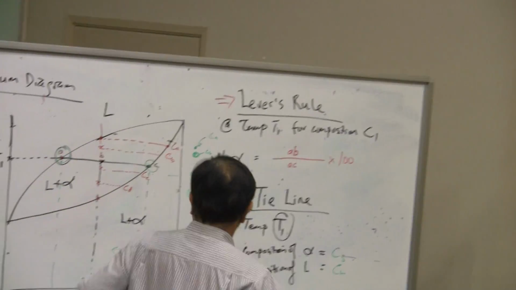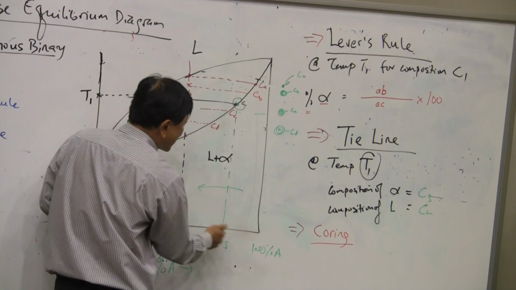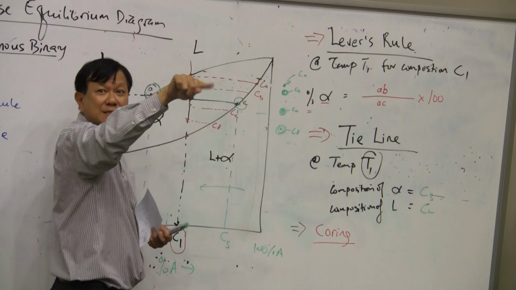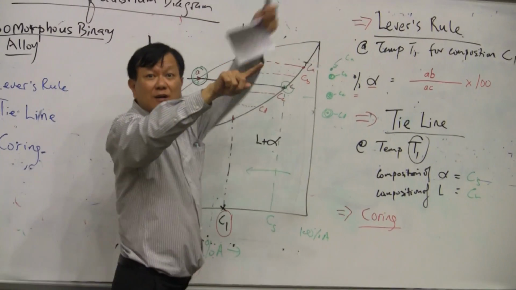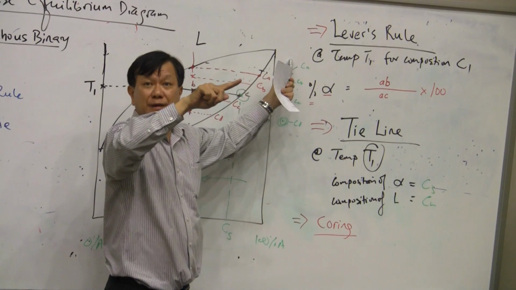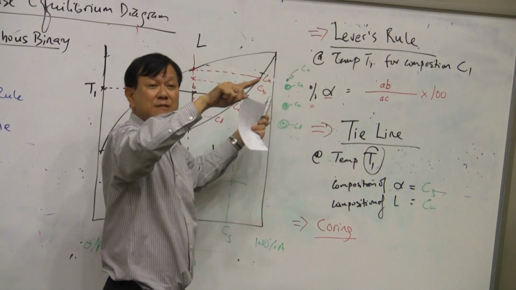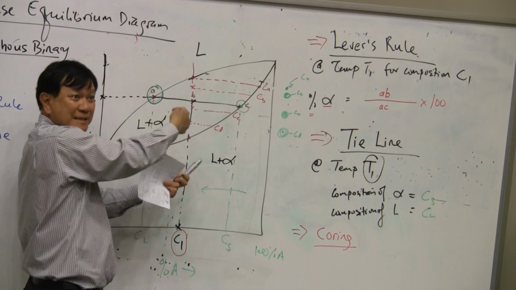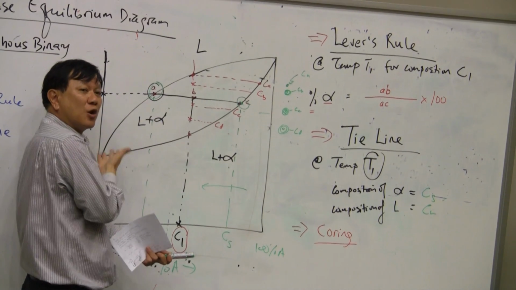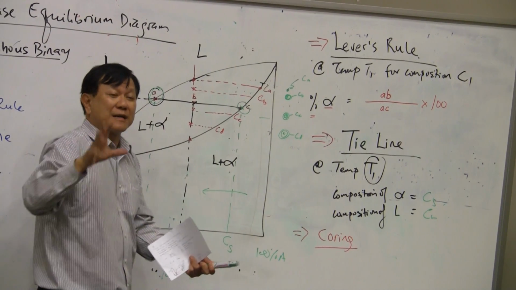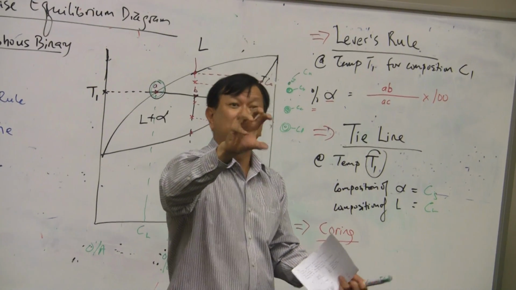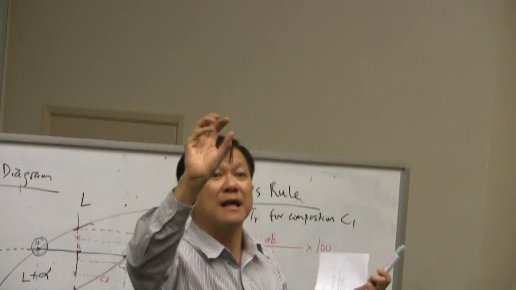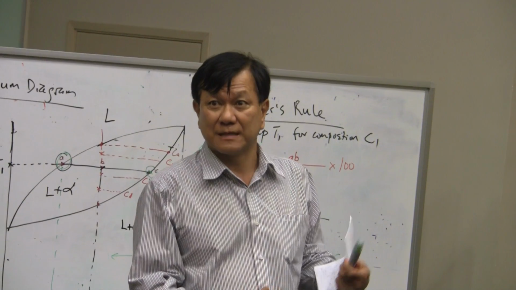Can you see or not? Your composition is moving this direction, so A is going to decrease. Inside is higher in A. A has a higher melting point. As I go outward, I should be getting more and more B, because A is decreasing, isn't it? And B has a lower melting point. So I get less and less of A, more and more of B. So inside will always be richer in the higher melting point material. That's coring.